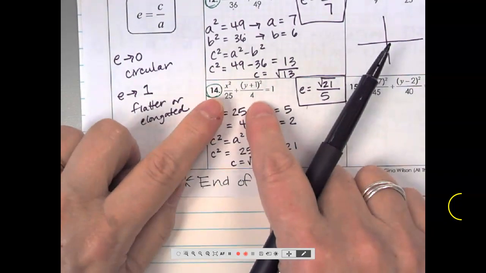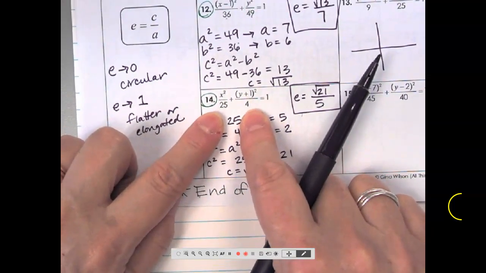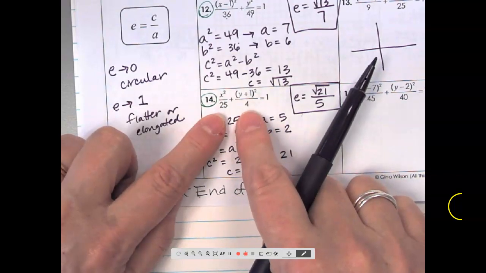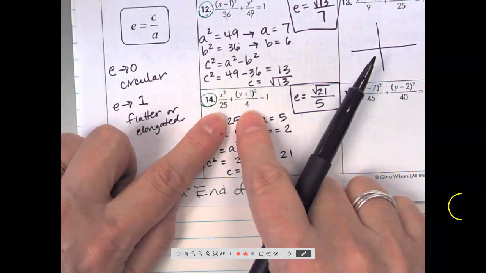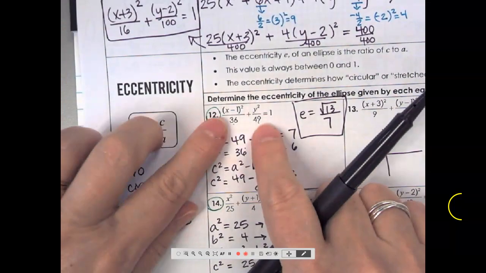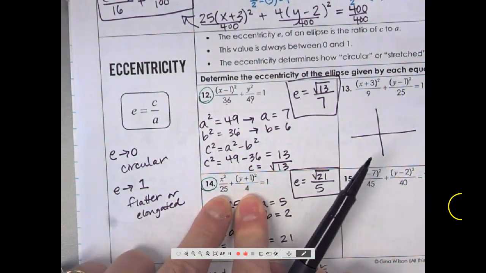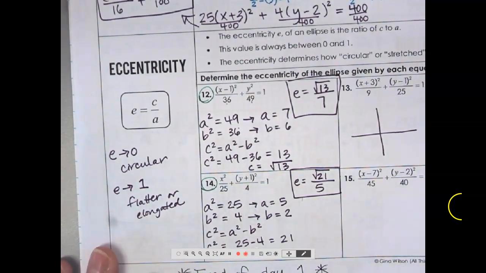Exactly. So there's a bigger, what's the word I want? I can't think of the word I want. Anyway, bigger difference between those two. So it's more oval-like rather than round, circular-like. Okay, so the closer these numbers are together, the more circular, the farther apart they are, the flatter or more narrow.